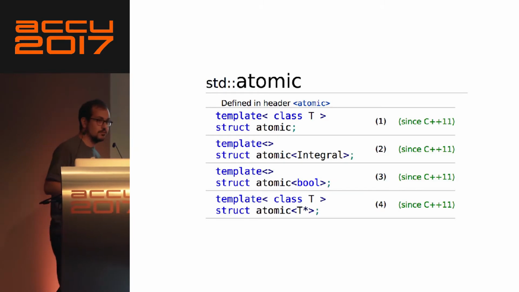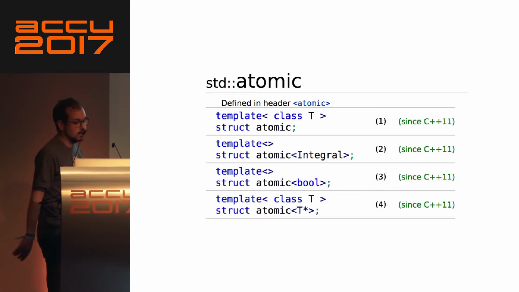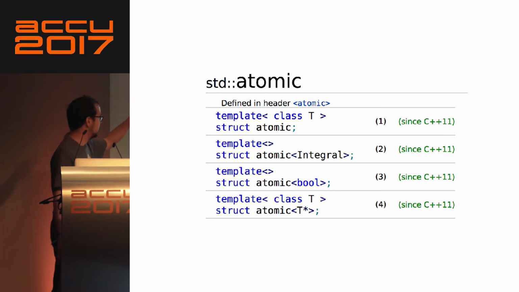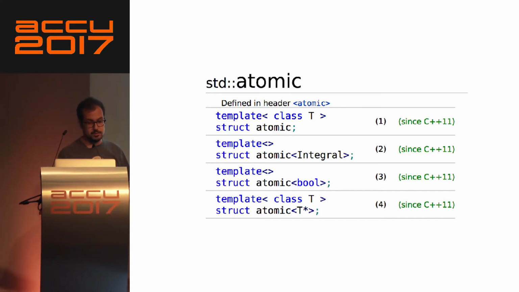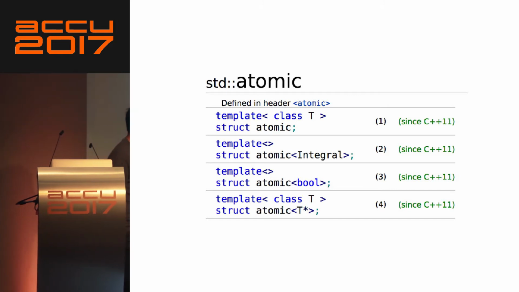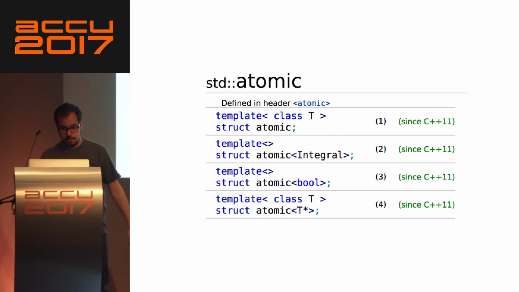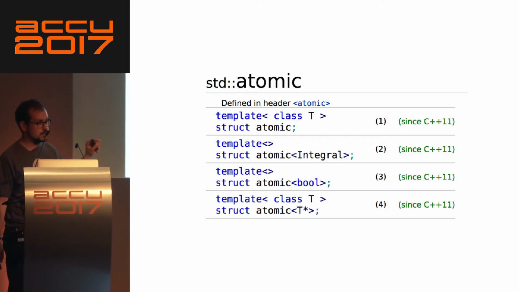So this is just a screenshot from cppreference. What we have is a generic template, which is the first one, which is going to compile for any class T which is trivially copyable. And then we have a specialization for integrals and for bools, and then we have another specialization for pointers. Note that there is no specialization for float and double. I'm going to come back to that a bit later.